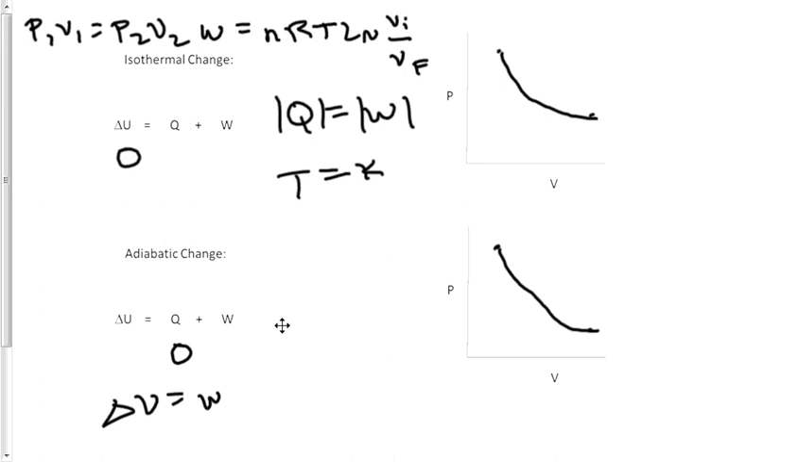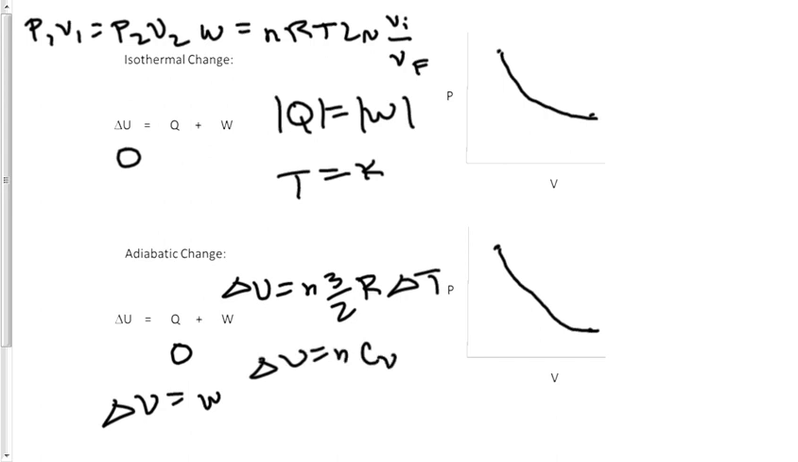Okay, so how do we calculate that? Well, we know that the change in internal energy does depend on temperature change. So we're going to say delta U is equal to n, number of moles, 3/2 R times the change in temperature. So one more time, the change in internal energy does depend on the temperature change. So whatever we get for delta U in this case must equal the work done. We could also write delta U equal to n C sub V delta T. C sub V is the molar heat capacity for a monatomic gas.